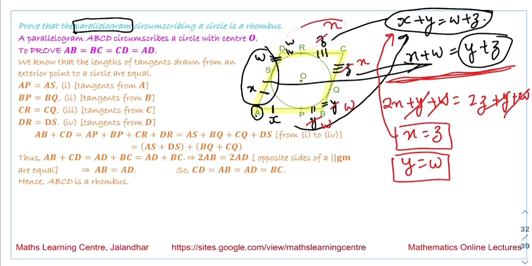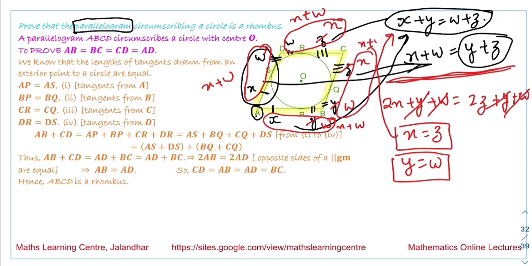Now what is the measure of this side over here? It is x plus w. What is the measure of this side over here? It is x plus w. The measure of this side is x plus w, and the measure of this side is x plus w. It is already given that this figure ABCD is a parallelogram, and we have shown that all these sides are of equal measure. So a parallelogram with all sides equal is a rhombus, and this is what we have to prove, that ABCD is a rhombus.